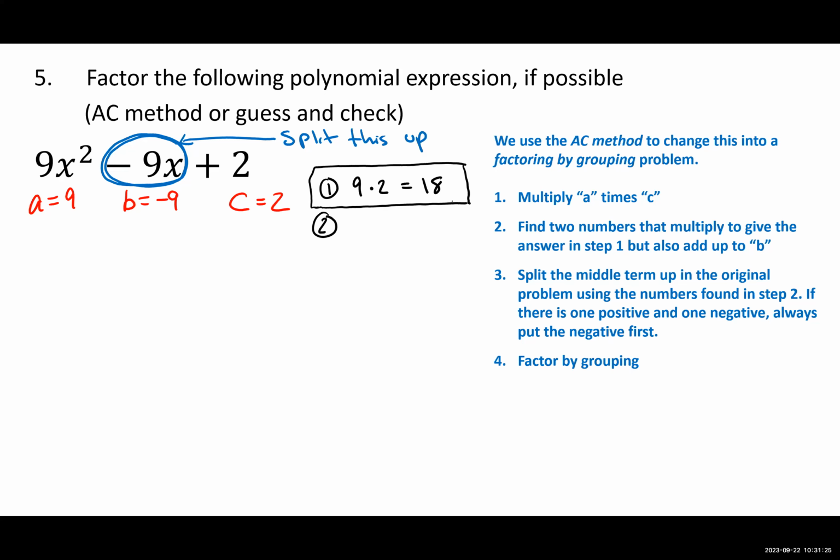Find 2 numbers that multiply to give you the number from step 1. So 2 numbers that give you 18. Well, 18 equals 1 times 18. 18 equals 2 times 9. 18 equals 3 times 6.